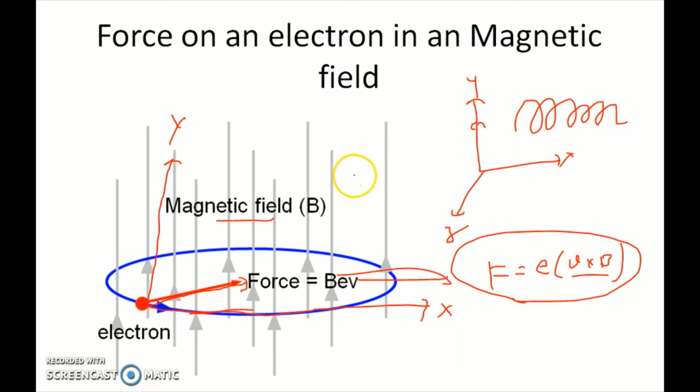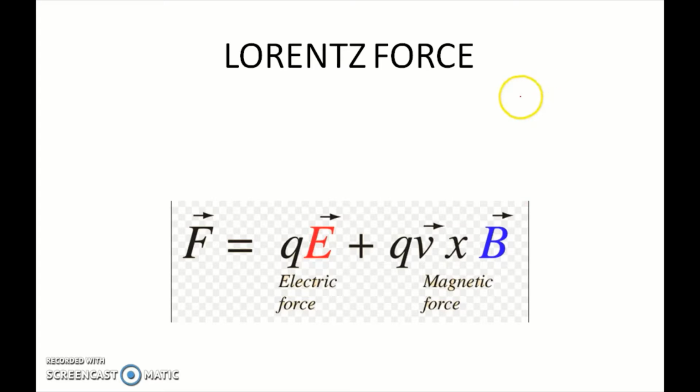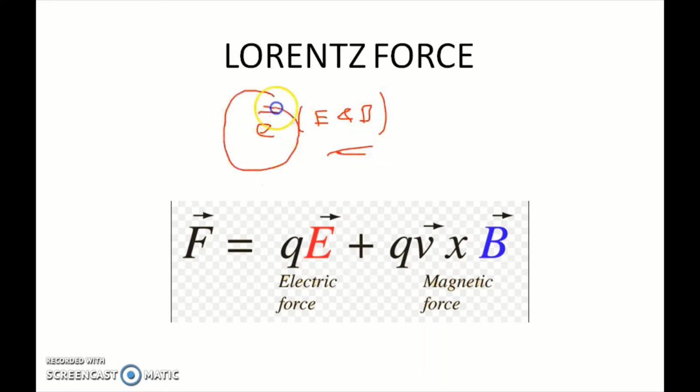So that is the concept regarding the force acting on an electron in the magnetic field. Now, coming to the Lorentz force: the Lorentz force is nothing but the total force acting on an electron. That means if an electron is present in both the electric field and the magnetic field, then the force acting on this electron is due to both the electric field and the magnetic field.